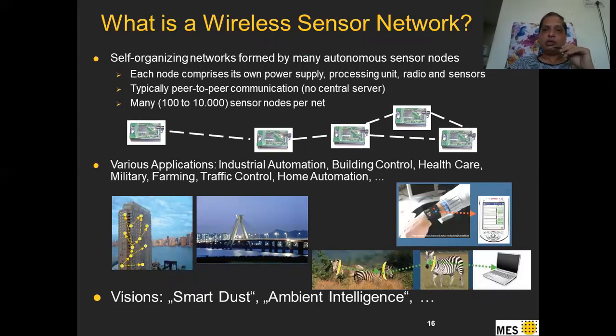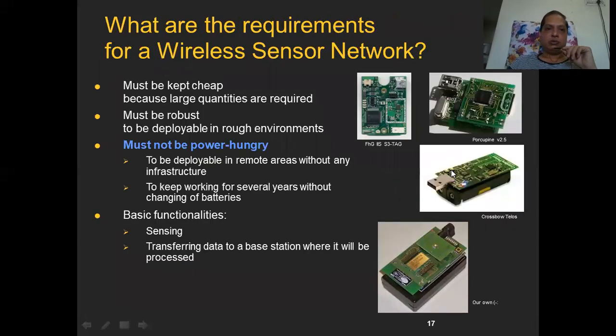Many projects, B students continue this project to do, right? So it contains a number of nodes and it has processing power. So what is it? A self-organizing network formed by many autonomous sensor nodes. Each node comprises its own power supply, processing unit, radios, and sensors. Typically peer-to-peer communication, and there is no central server. There are hundreds to tens of thousands of sensor nodes per net. So we call it a sensor net. So you can see in the diagram how the sensor nodes are used.